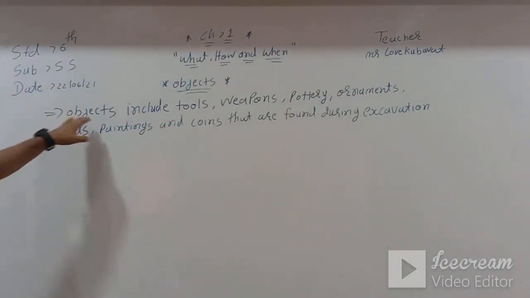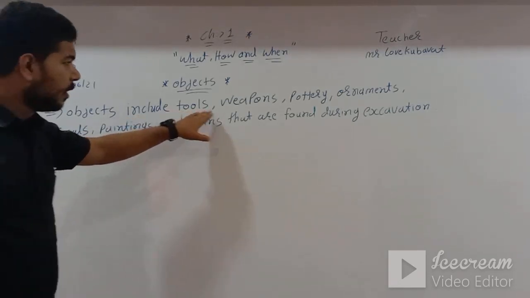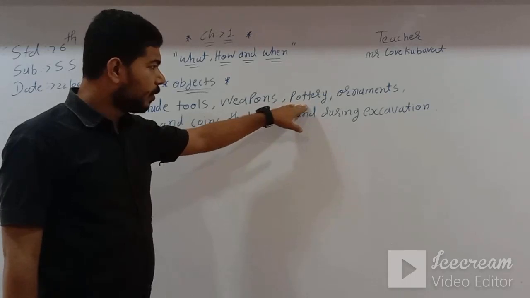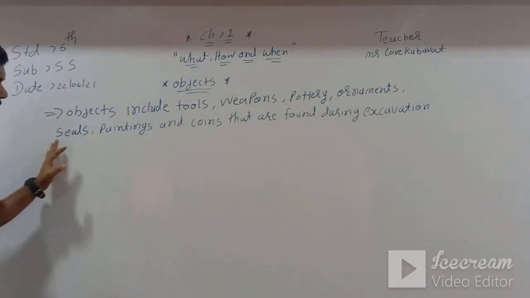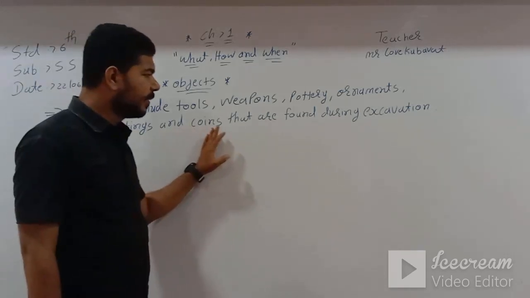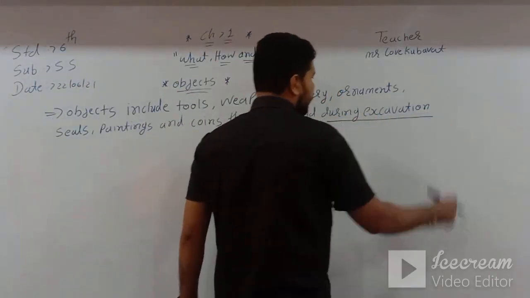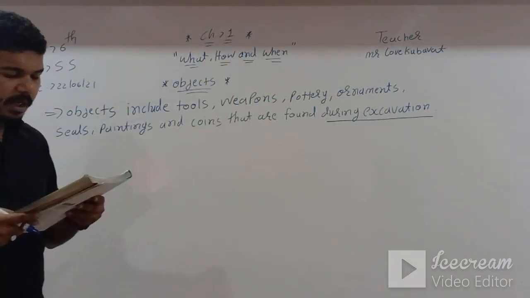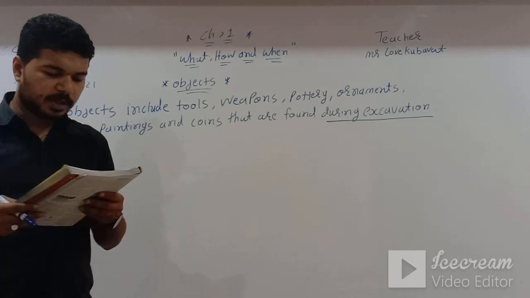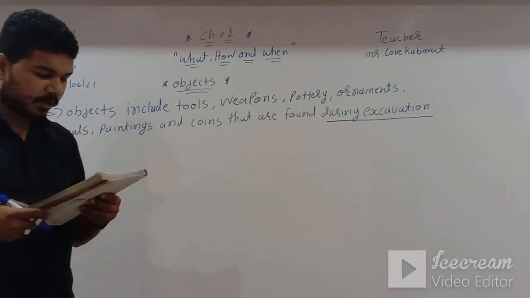Objects include tools, weapons, pottery, ornaments, seals, paintings and coins that are found during excavation. They help historians to reconstruct the past for which we have no written records.